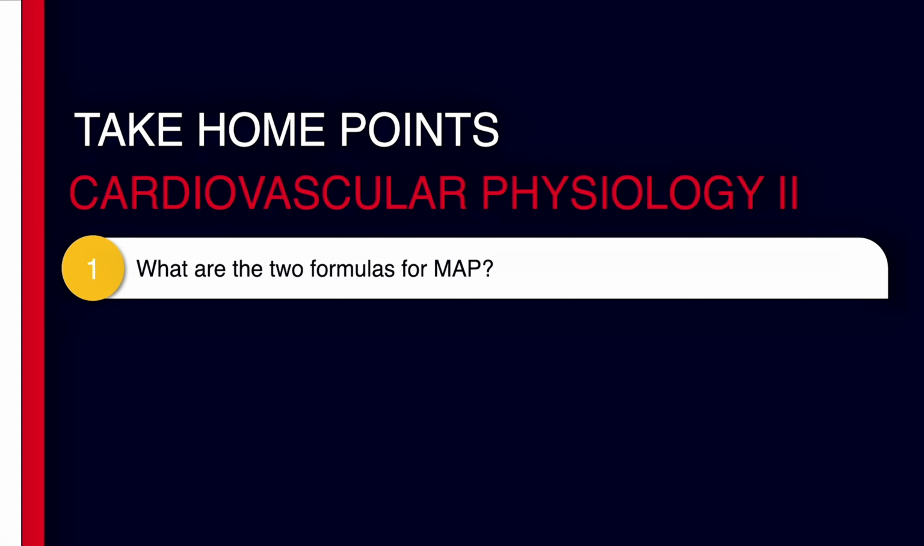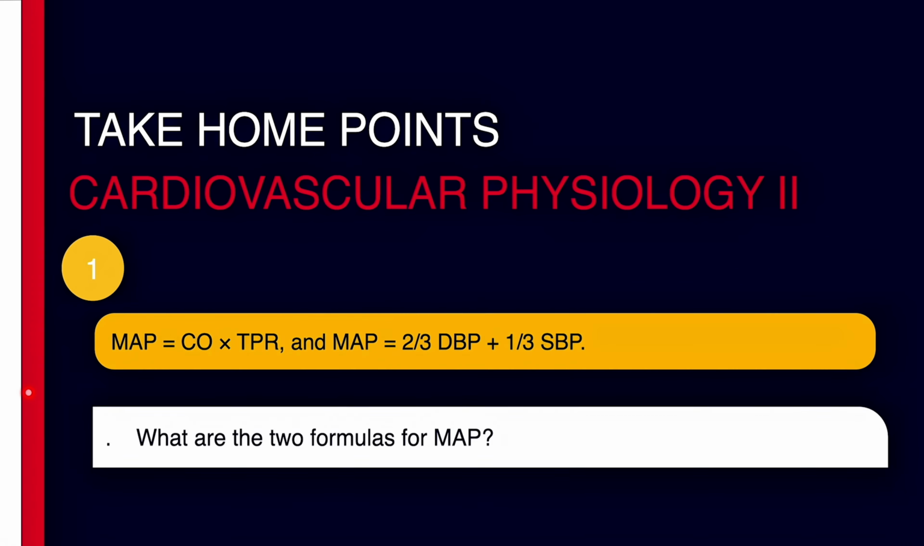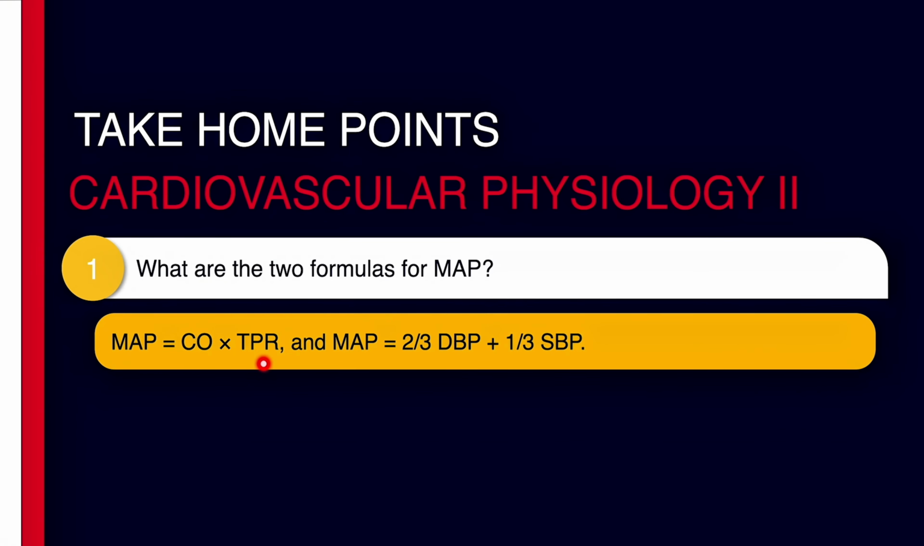Let's go. Take-home point 1. What are the two formulas for mean arterial pressure? One is MAP equals cardiac output times total peripheral resistance. And the other one is MAP equals 2/3 diastolic blood pressure plus 1/3 systolic blood pressure.